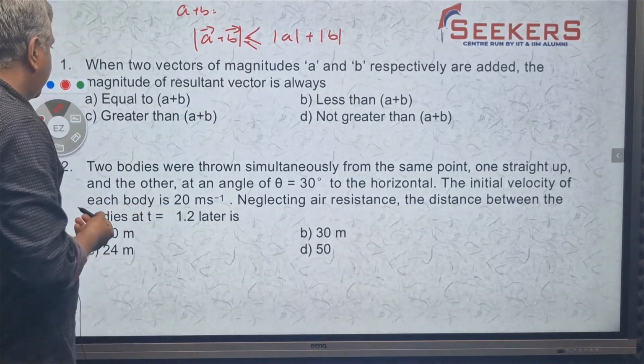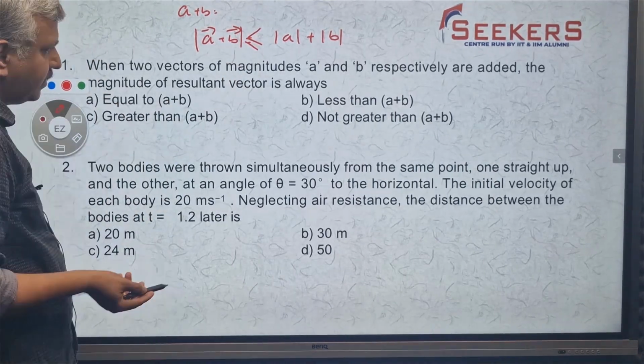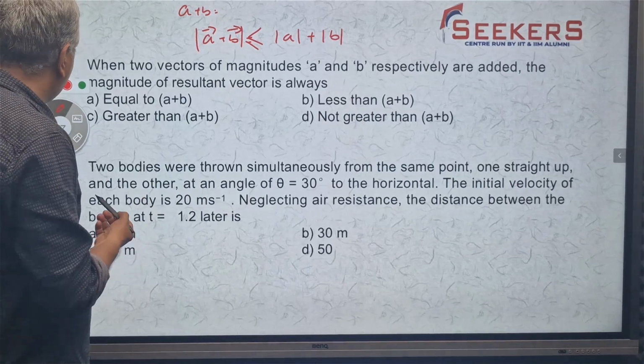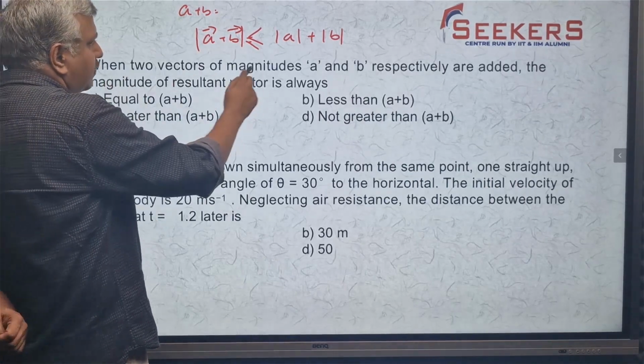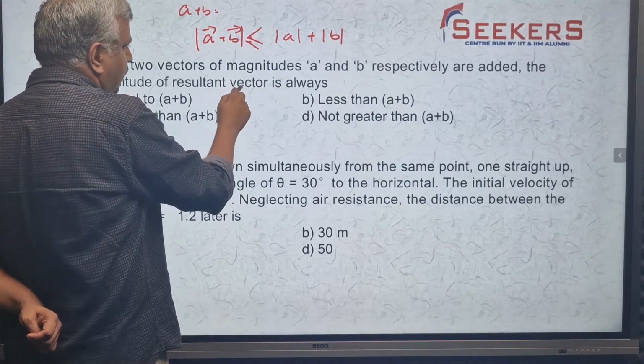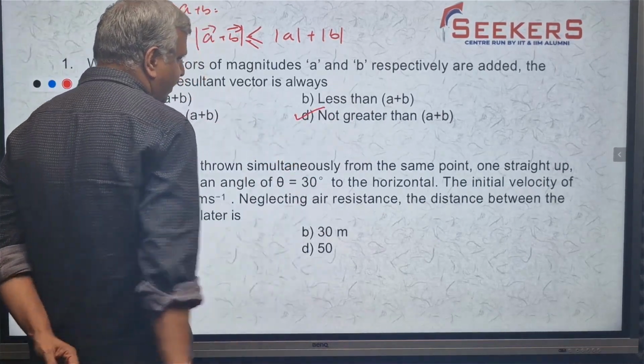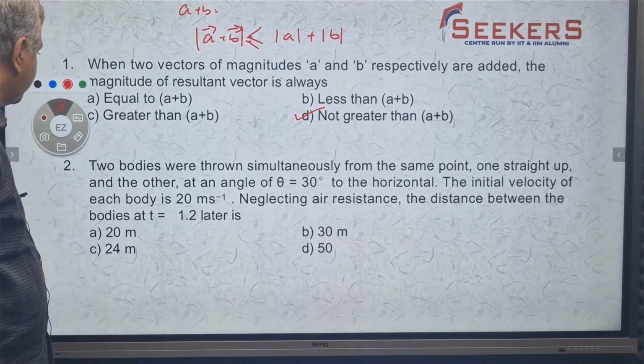So based on that, it can be equal, it can be less than A plus B, but not greater than A plus B. So the only thing we can say is that when two vectors of magnitudes A and B are added, the magnitude of the resultant vector is not greater than A plus B. Otherwise, none of the others will work out.